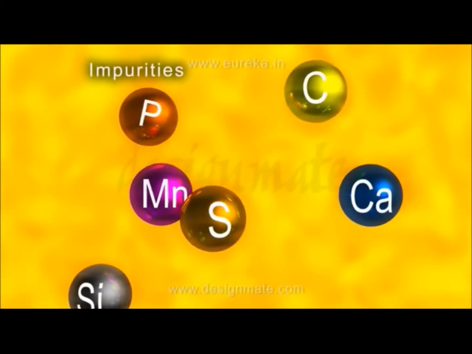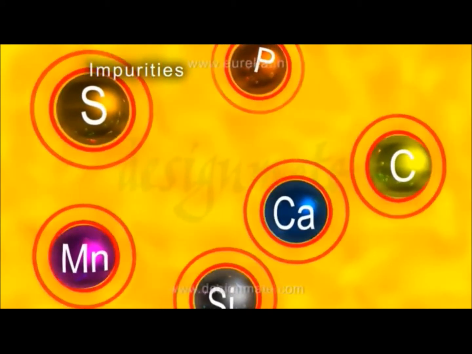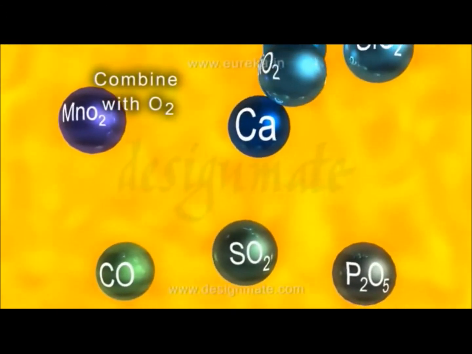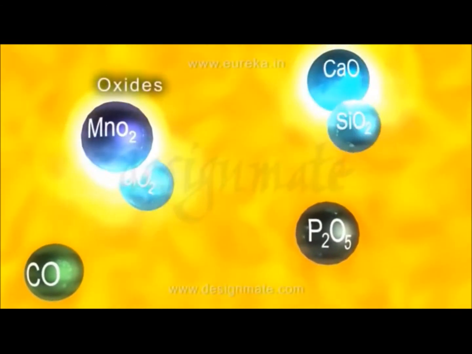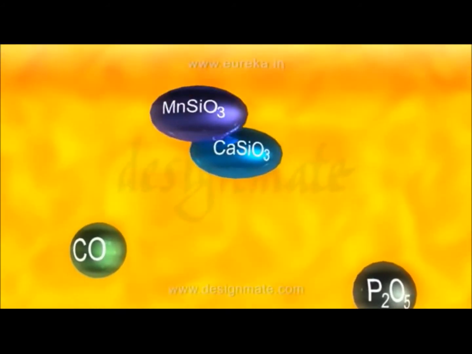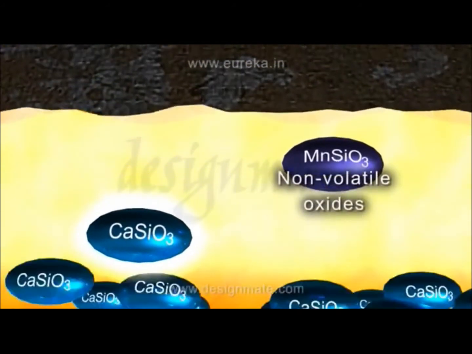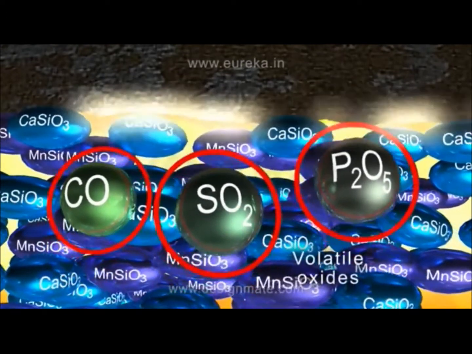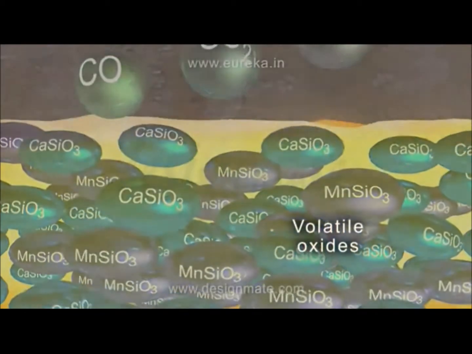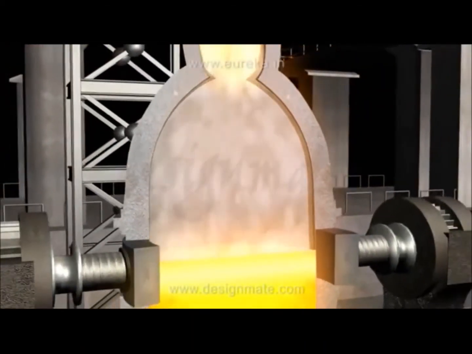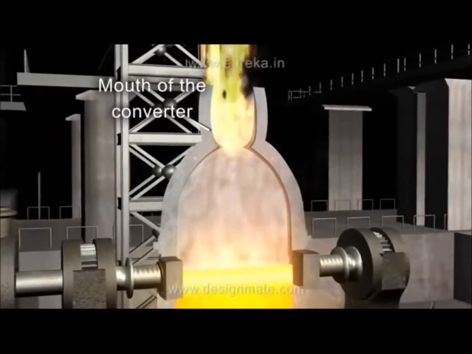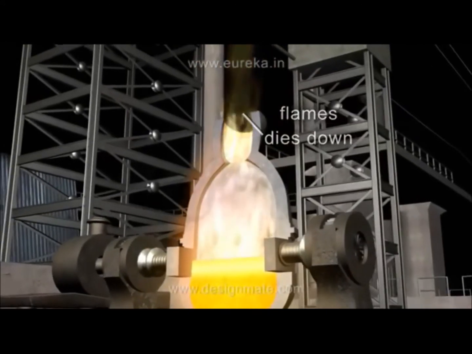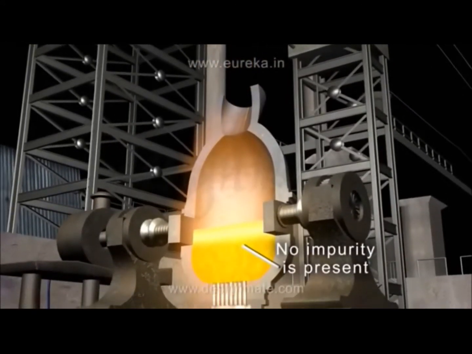All impurities present in the molten iron combine with oxygen present in air and form their respective oxides. Non-volatile oxides form slag over the molten metal. Volatile oxides escape as gases. Carbon monoxide burns at the mouth of the converter. Dying of the flame at the mouth shows that no impurity is present there.